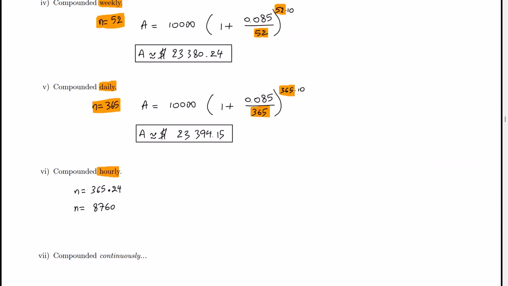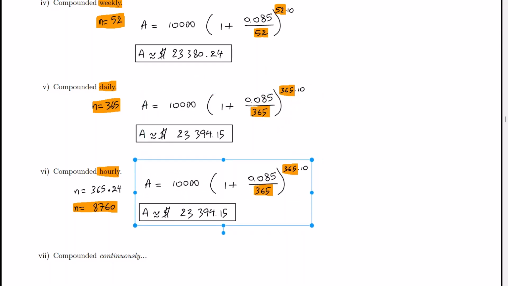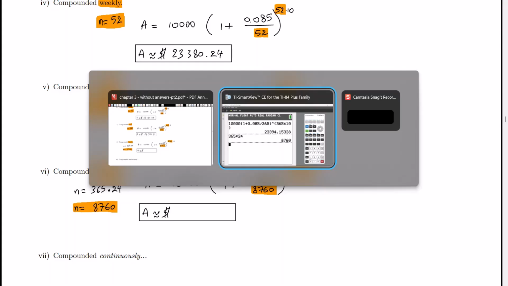8,760. And again, it's the same thing as before. I'm going to copy paste all this because nothing really much is changing. It's just n, instead of 365, it's going to be this new value, which is 8,760, and it's going to go in the exponent and also in the denominator. So that's the only thing that's really changing, and let's plug it into the calculator and see what happens.